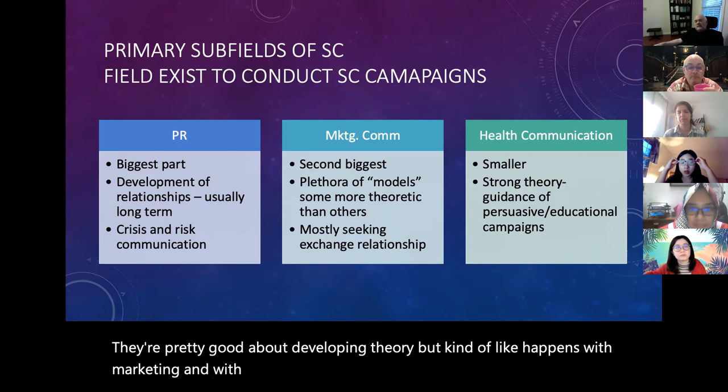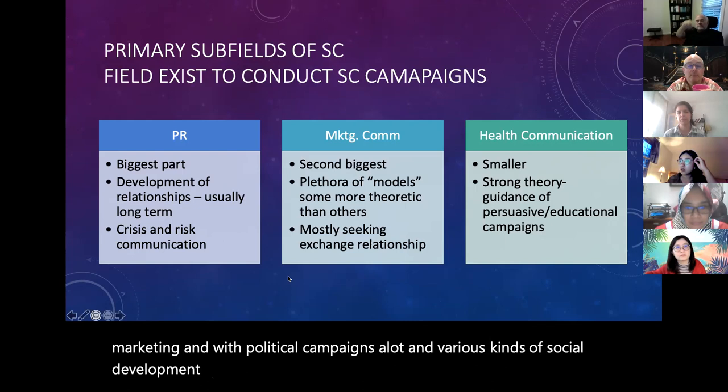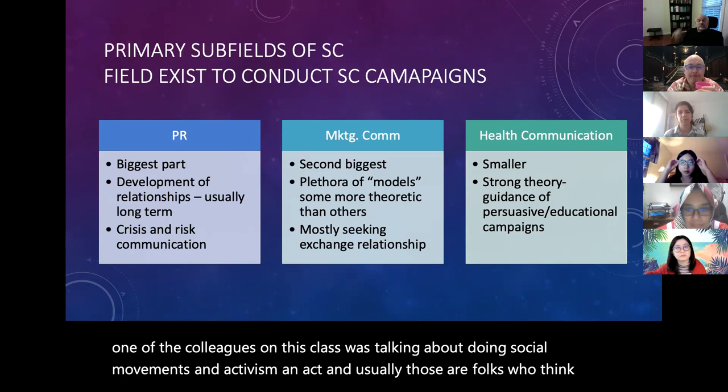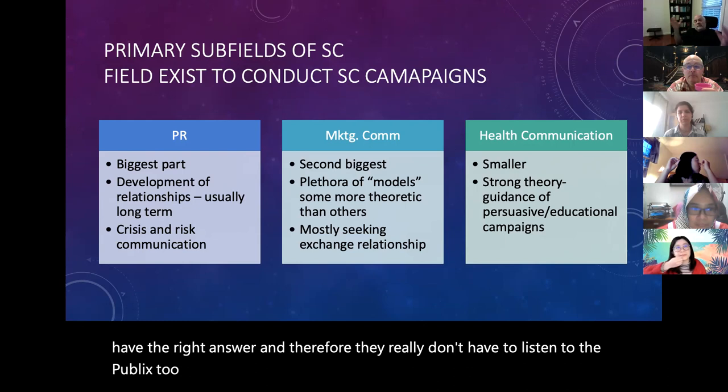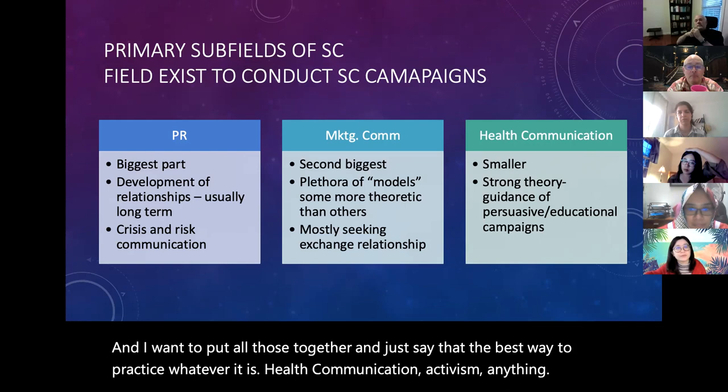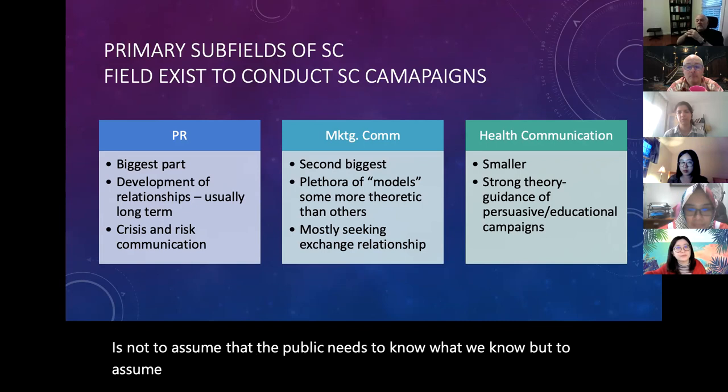We had one of the colleagues in this class talking about doing social movements and activism. And usually those are folks who think they have the right answer and therefore they really don't have to listen to the publics too much. I want to put all those together and just say that the best way to practice whatever it is, health communication, activism, is not to assume that the publics need to know what we know, but to assume that we do not know what the publics need to know. We have to ask them.